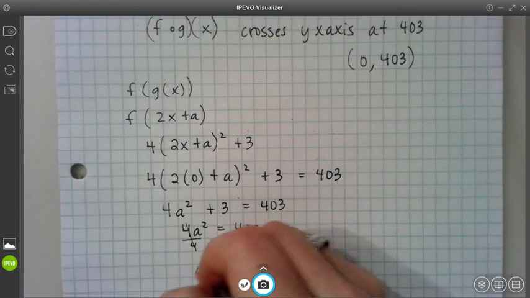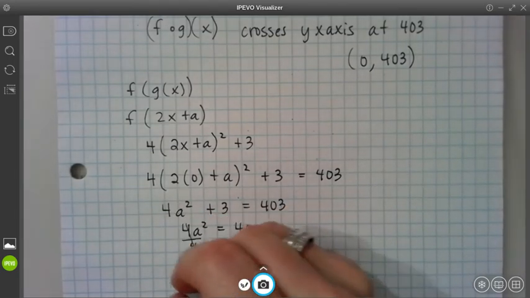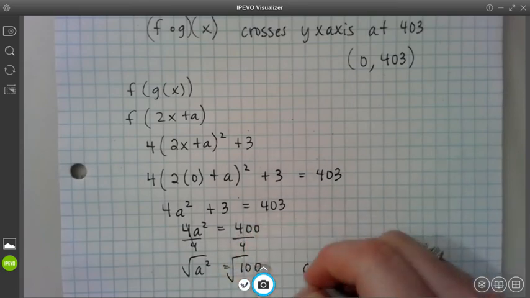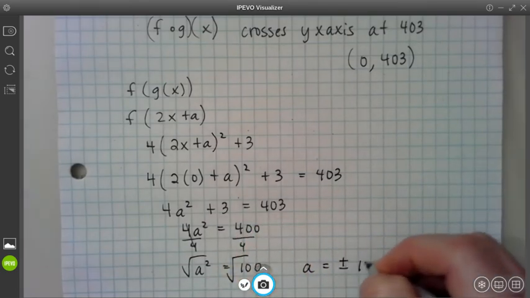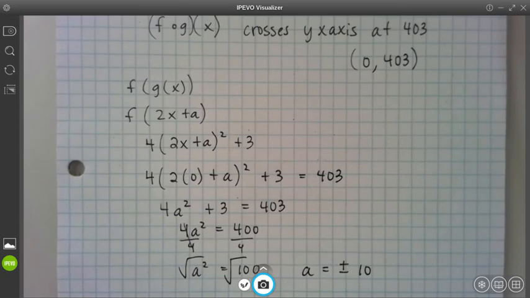That leaves me with a squared equaling 100. And now taking the square root of both sides I find out that a equals plus or minus 10. So a could be positive 10 or a could be negative 10 to make this equation true, to make sure that the composition function crosses the y-axis at a value of 403.